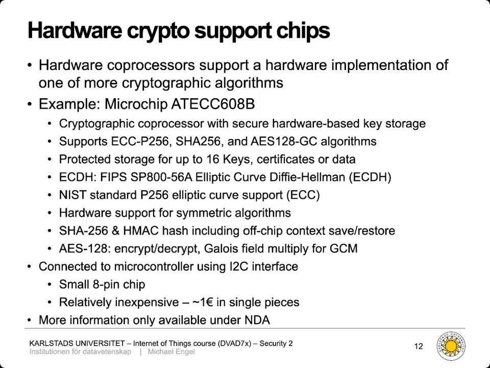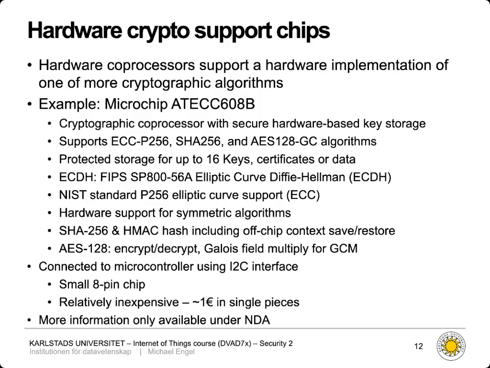Now, if you have a CPU that doesn't have support for cryptography instructions, you might also use a special chip that can be added externally to your microcontroller. There are a number of these hardware cryptography support chips out there that implement one or more cryptographic algorithms in hardware. One example is the Microchip ATECC608B.